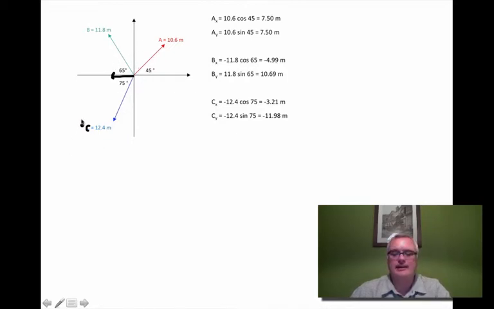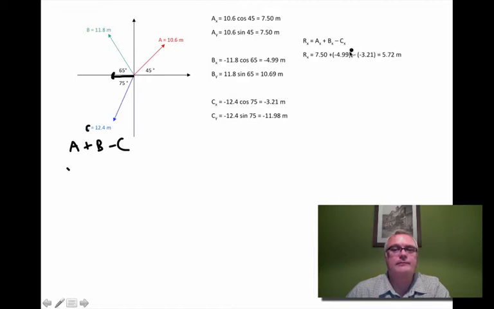And to find that vector, which was a plus b minus c, I'm going to look at the x and the y in each of those vectors. So the x components, I'm going to add and subtract them together. So the 7.5 plus negative 4.99 minus negative 3.21. You have to be careful with the sign of these components, right? You're adding vector b, but it's already negative. You're subtracting c, but it's also negative. So those three numbers together give me an x component for my resultant vector.